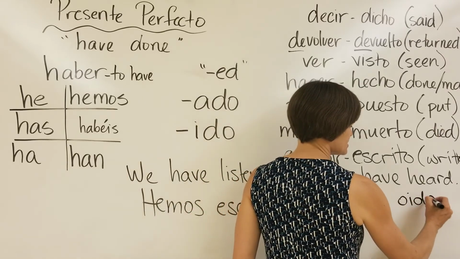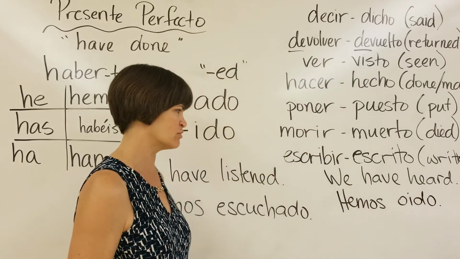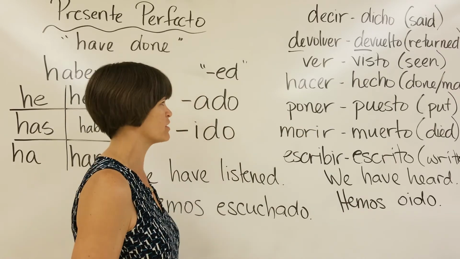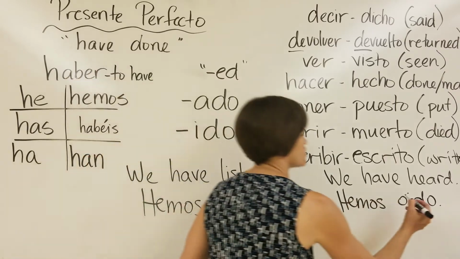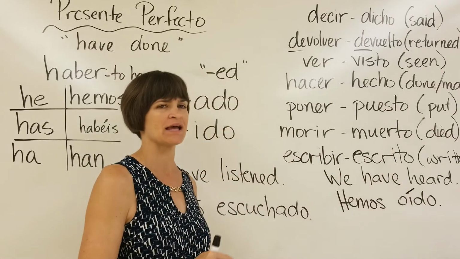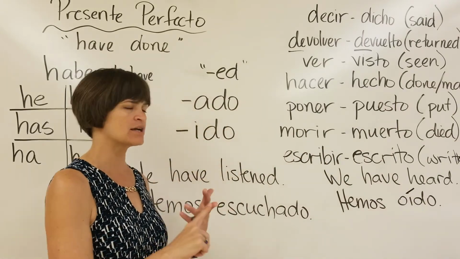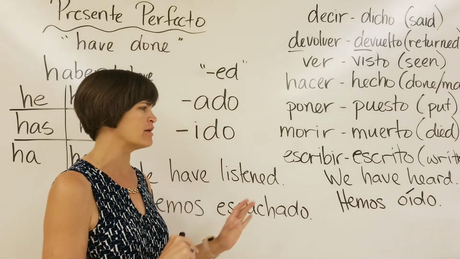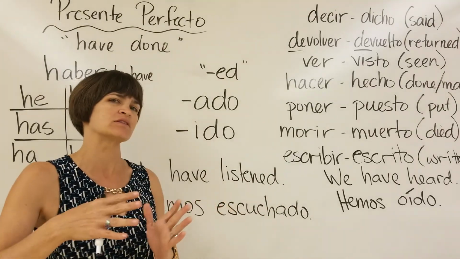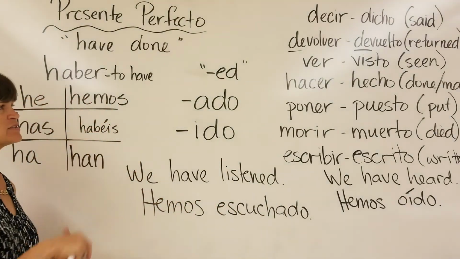So it's like this, hemos oido. We don't want it to say oido. We want it to say oído. So we're going to use our accents again to separate the sounds. Same thing for leer and creer and all those other double vowels. You just put the accent there to separate the sounds and make it sound like a present perfect ending.